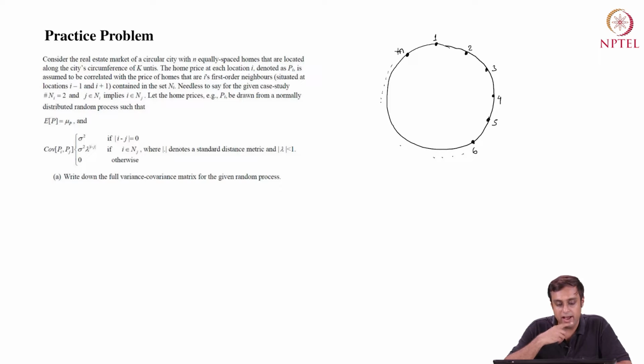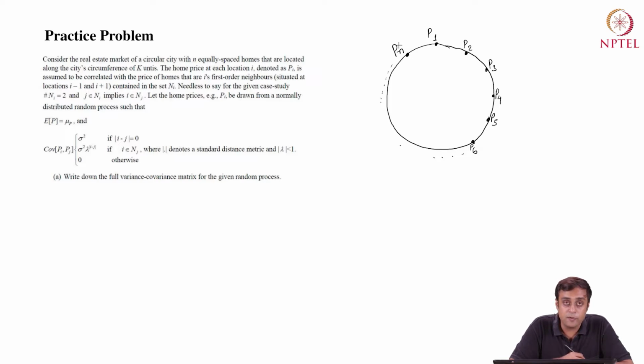The home price at each location i is denoted as Pi. So the price of a house observed in the real estate market of this circular city is indexed by its location. At location 1, the price is P1. At location 2, it's P2. At location 3, it's P3, then P4, P5, P6, and all the way till Pn.